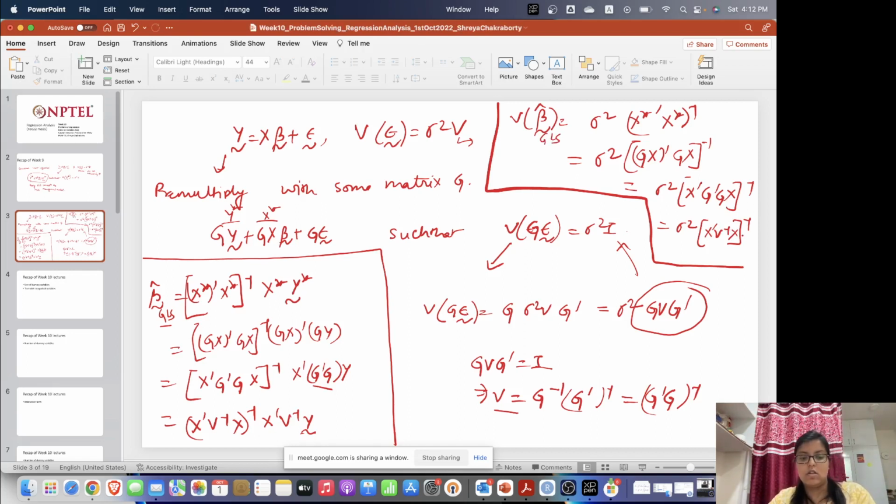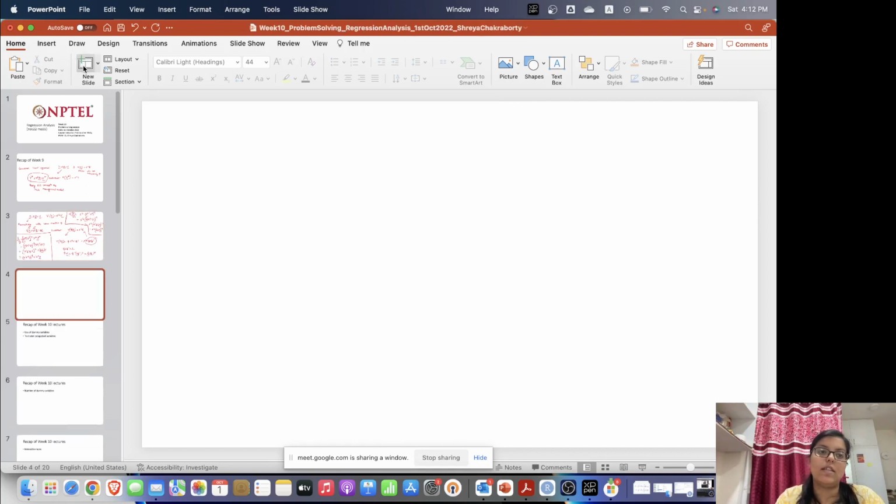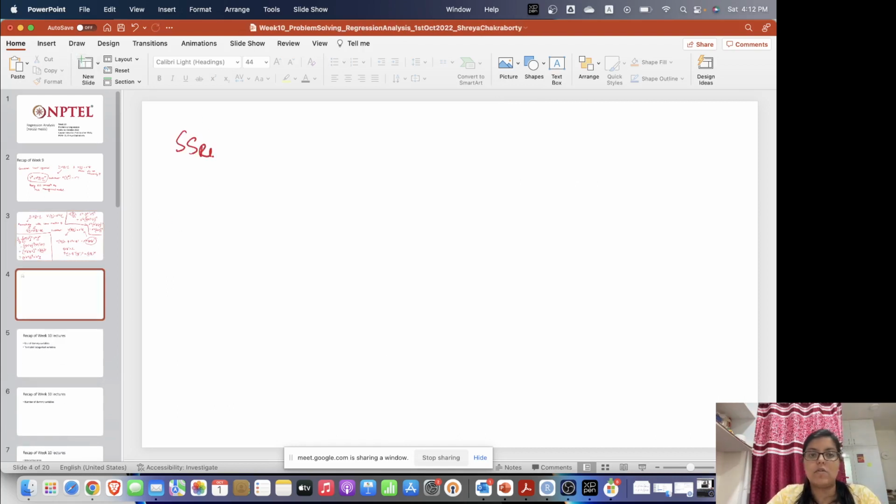Similarly, if you are asked to calculate, let's say, the sum of squares due to residual, all you have to do is remember what the OLS counterpart was and use the revised model accordingly.